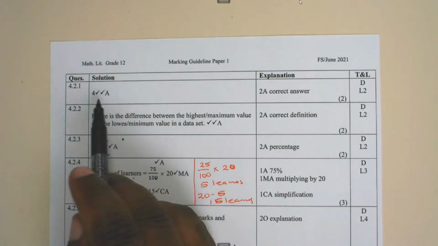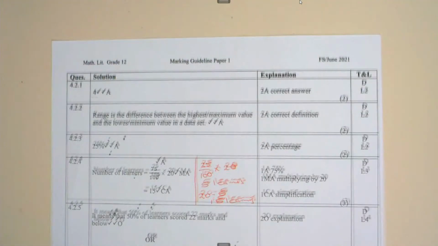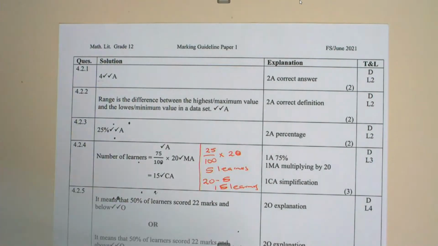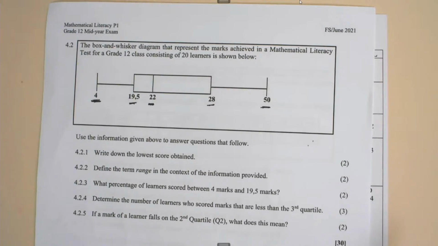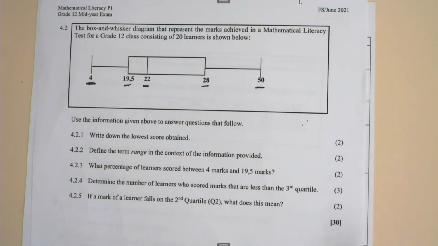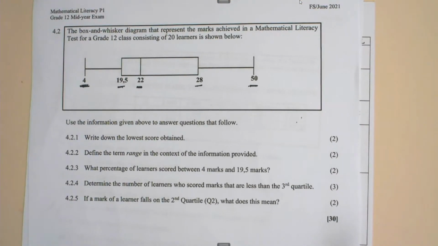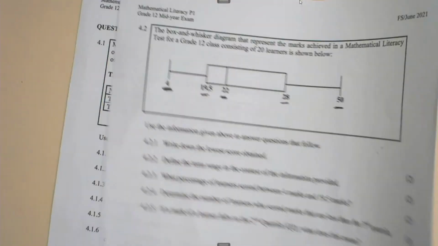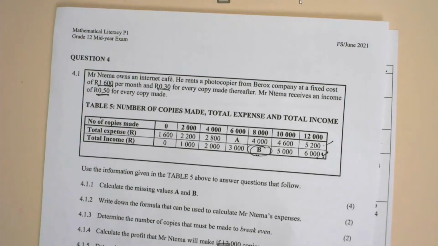The correct answer is 4 on the memo, so the learner will get 2 marks for writing 4. And then the next question says: define the term range in the context of the information provided. Now let's look at the possible answer to that question.